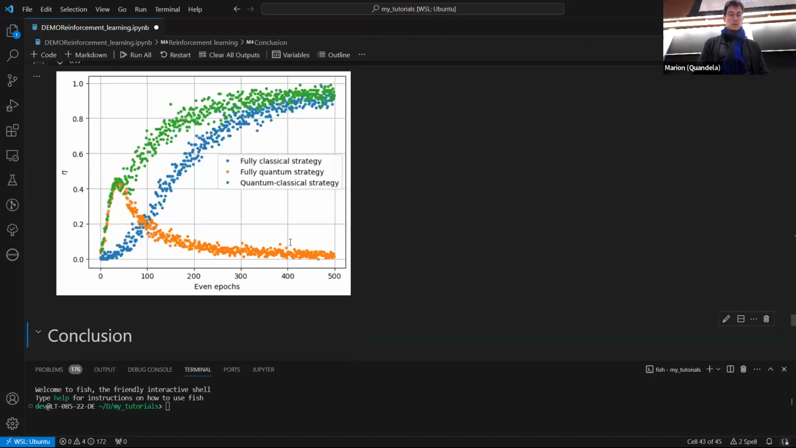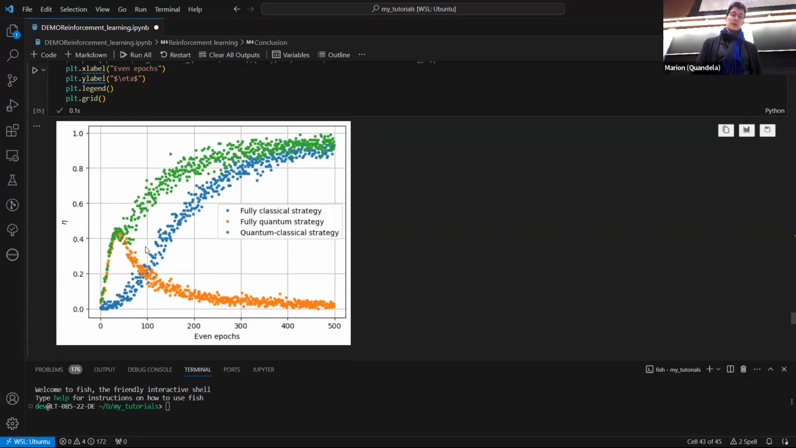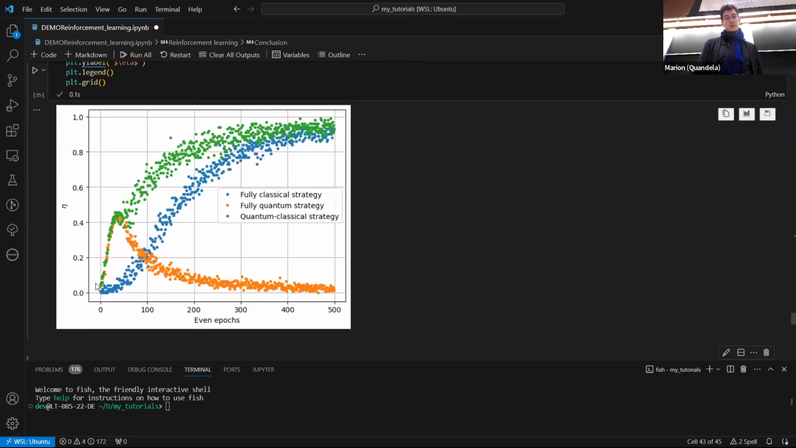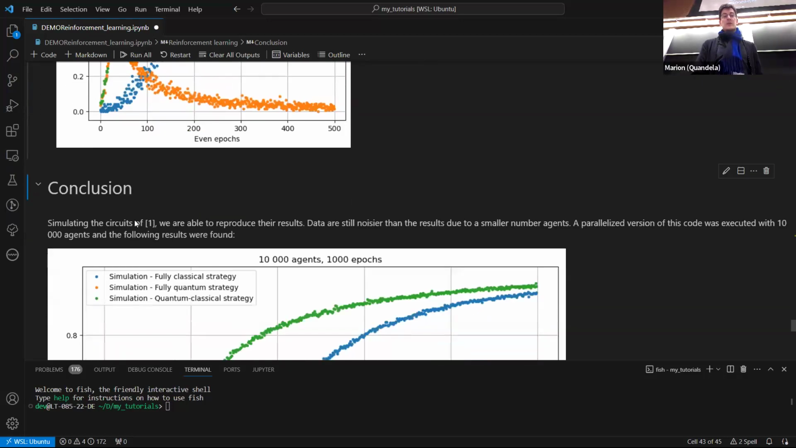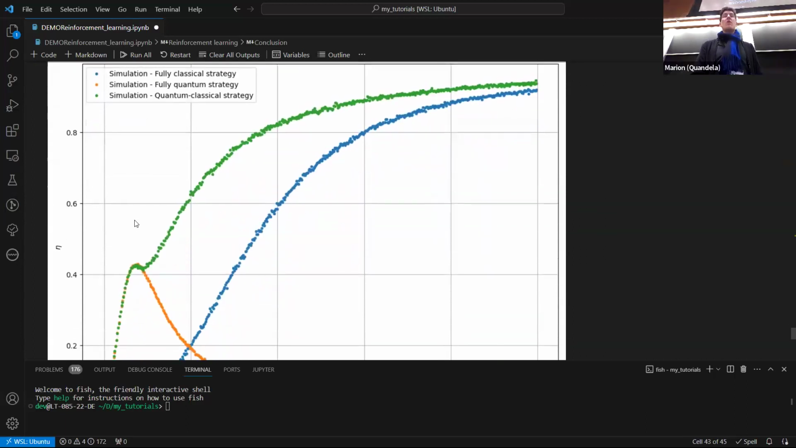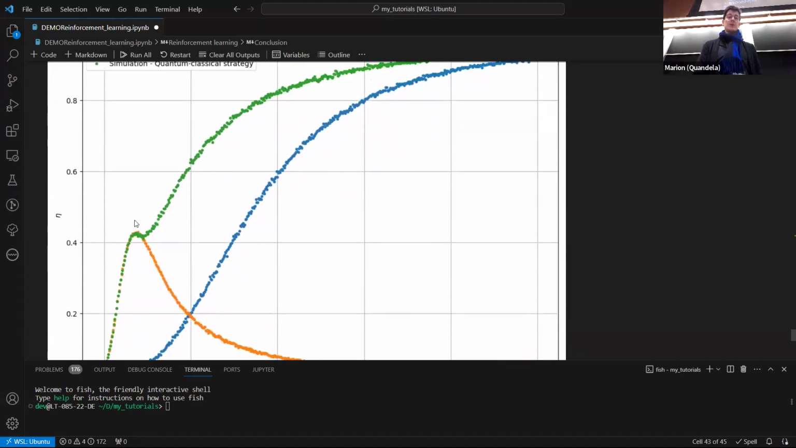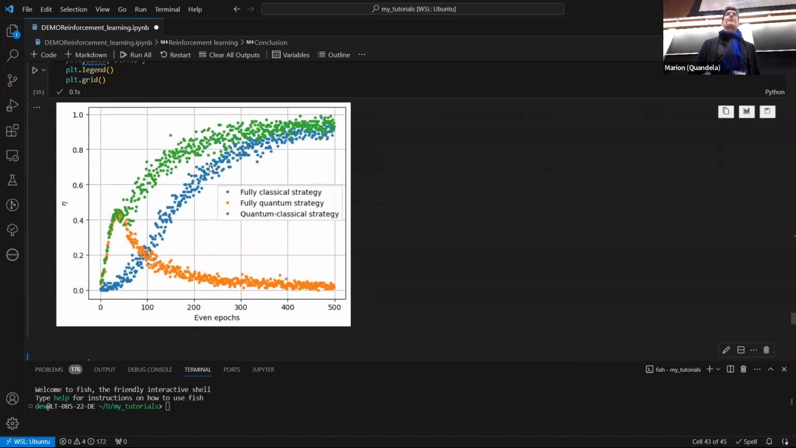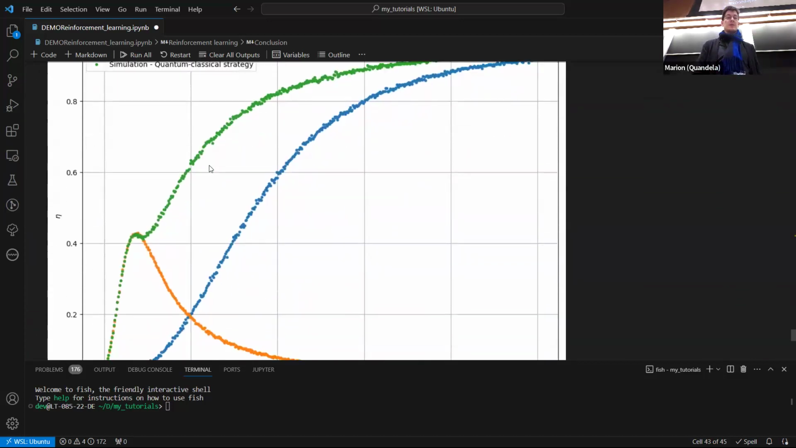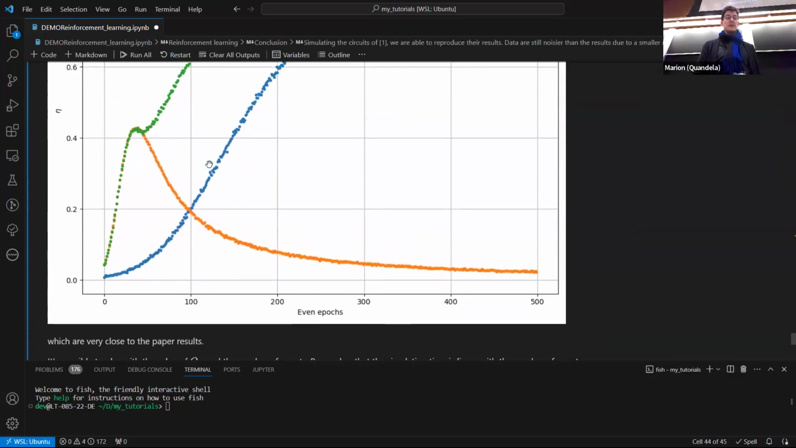So this works. Okay. And so you see here that we have exactly what we talked about. The fully classical curve, then the fully quantum strategy, and then the best of both worlds when you run the two, which is exactly what we had. And if we had run it with more agents, this is what it would look like. It would be less scattered. It could be much better like this.